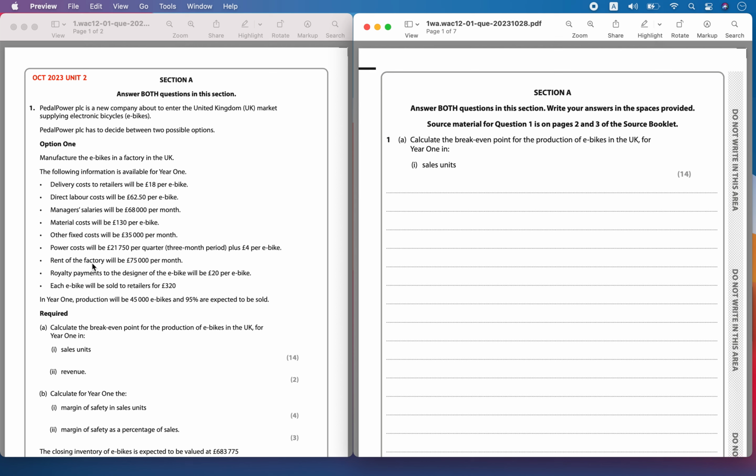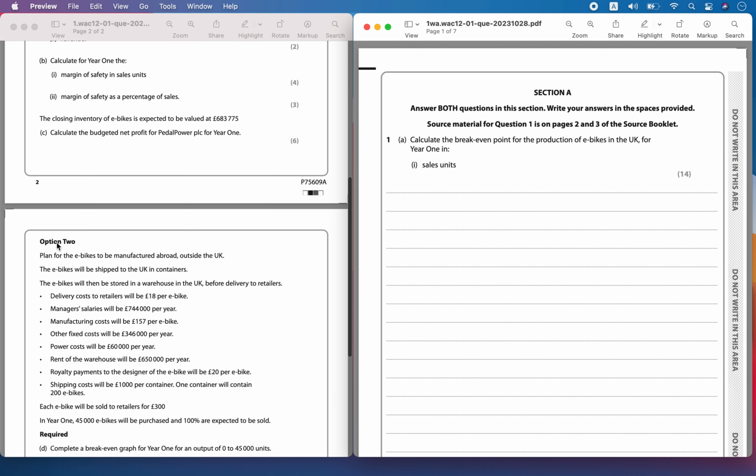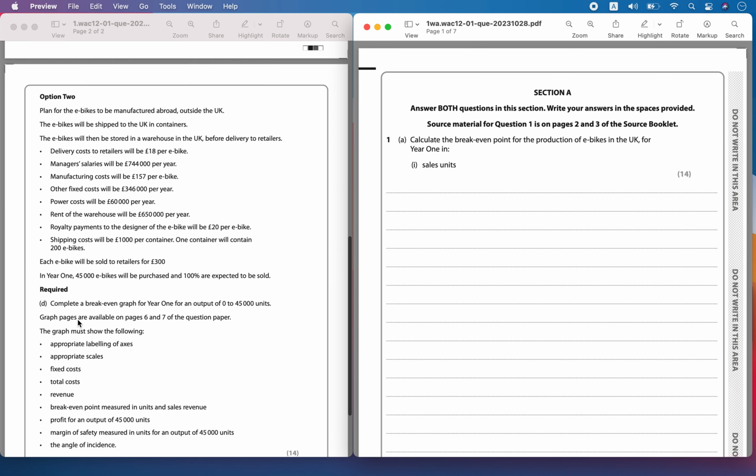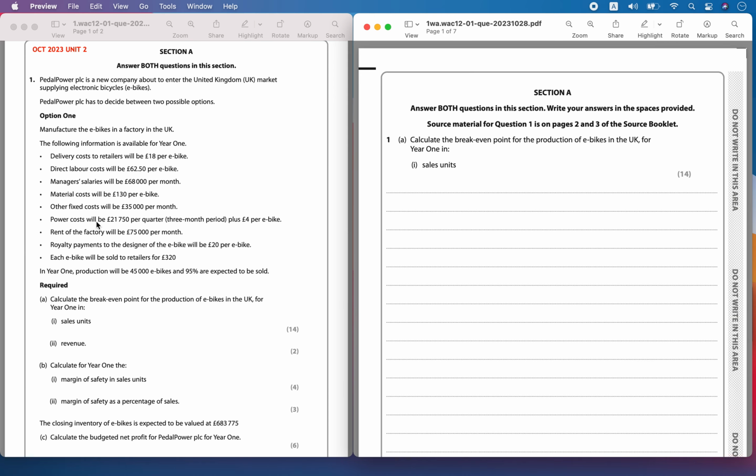It has a plan that includes all the fixed cost, variable cost and the sales that are happening, and based on that there are some questions. Then they have also given an option 2, which has some fixed cost and variable cost, and based on that they have to decide which option to select. So let's start with the first question.